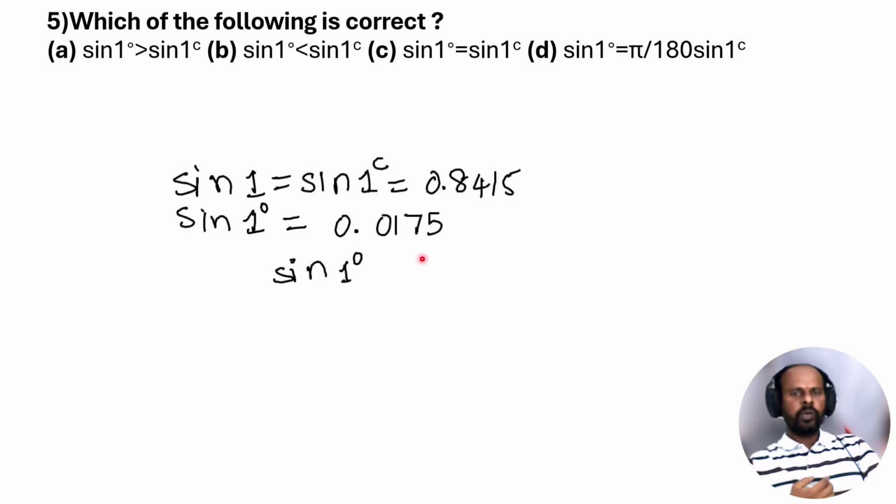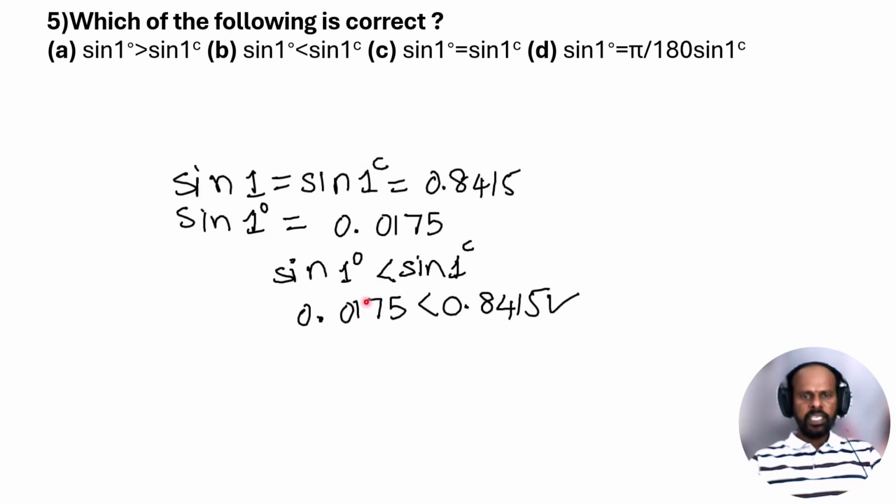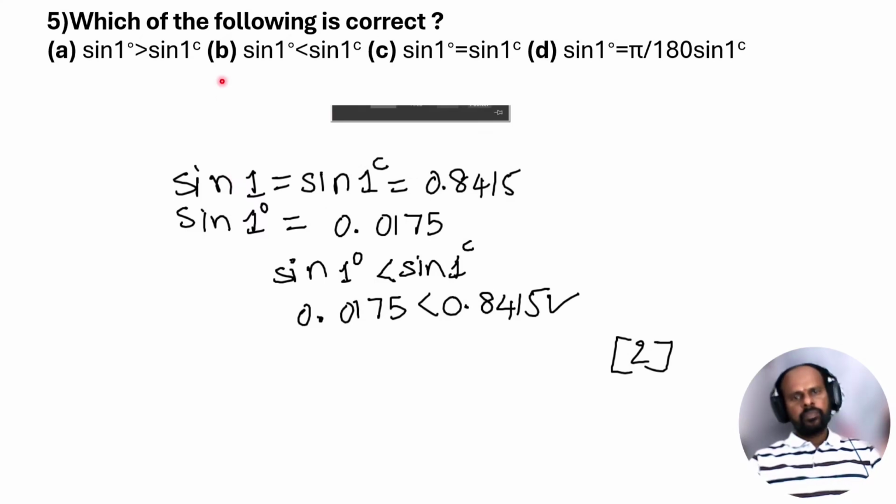So if you compare this, sine 1 degree is 0.01 and sine 1 radian is 0.84. So in these two results, sine 1 degree is very less. So sine 1 degree is less than sine 1. So if you observe the options, the second one, sine 1 degree is less than sine 1 radian. So that is the correct answer.